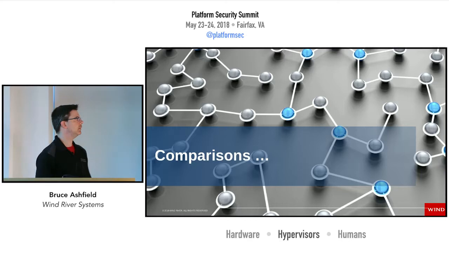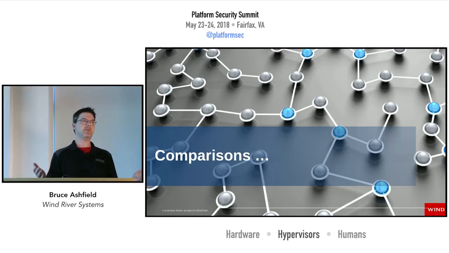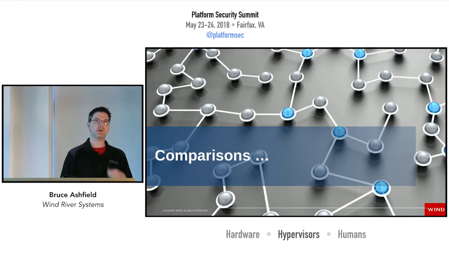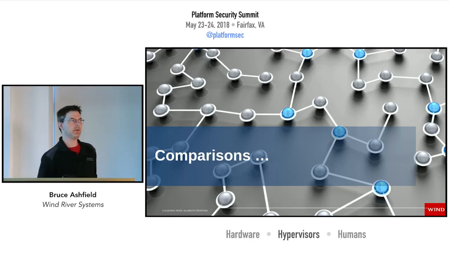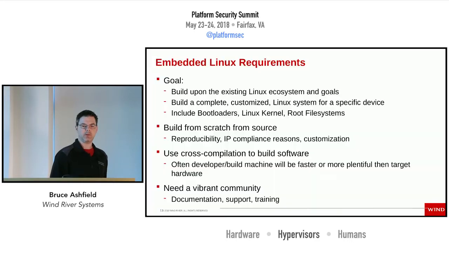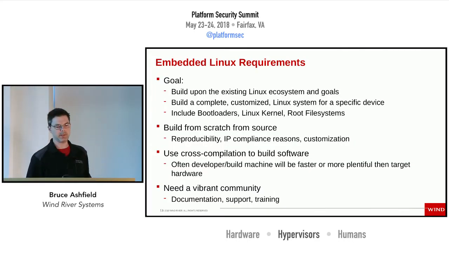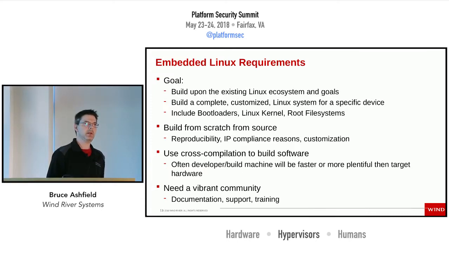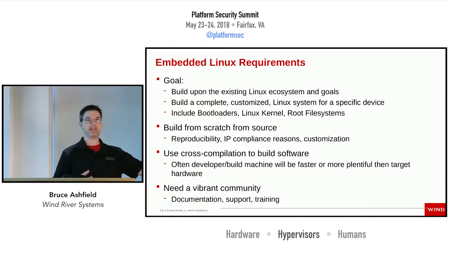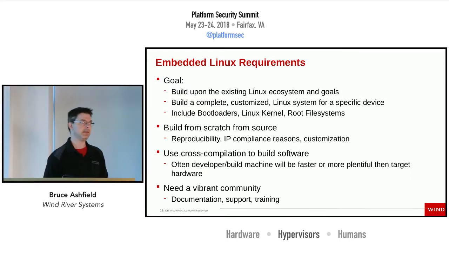There are obviously many different ways to build a Linux distro, or an image, and it depends on what you need out of that image. So there are a lot of different options. What we have for embedded Linux requirements is that we want to build on an existing Linux ecosystem. You want to build a complete system that's customized for your specific device, that includes bootloaders, the Linux kernel, and the different root file systems. You need to be able to build from scratch, but that means you need reproducibility. When I build my image, somebody else should be able to build the exact same image and should be able to prove it is the exact same image.